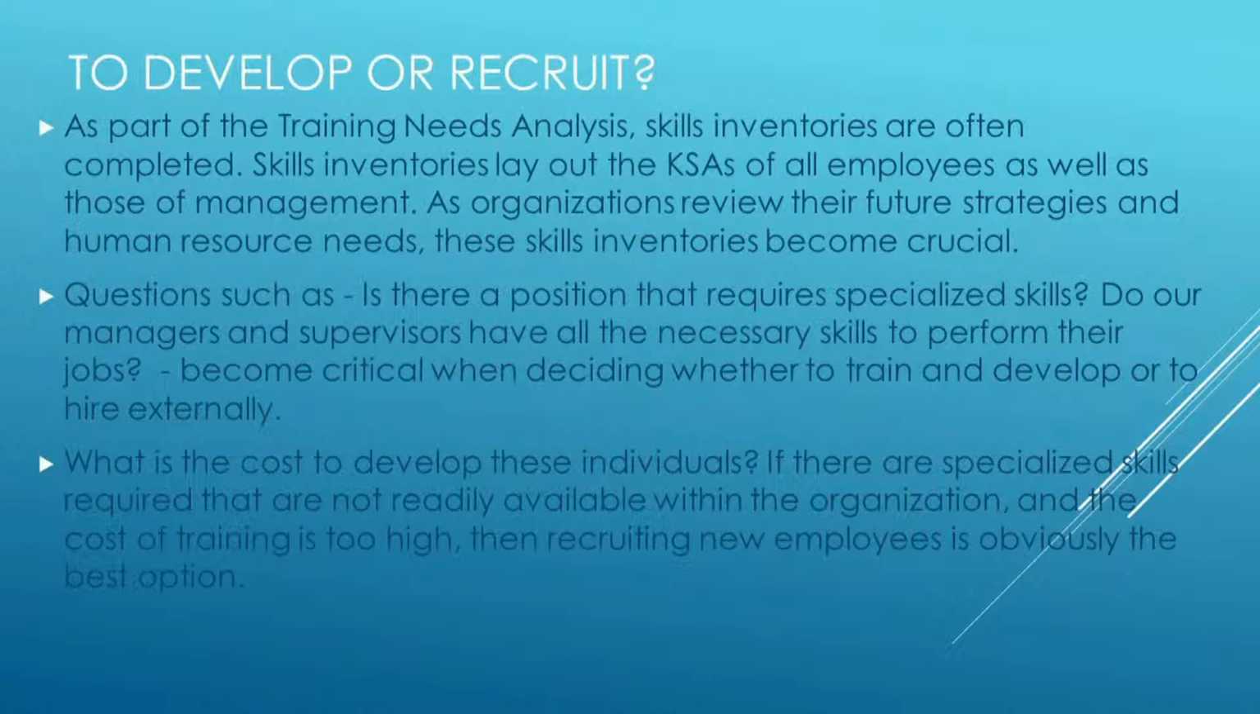So these are some of the things that we really need to do in the initial stages of development, just to get a handle on what the knowledge, skills, and abilities of the people in our organization are right now, and what they need to be in the future. So those future strategies are really going to dictate the type of skills that we're going to need as we move forward. Questions such as, is there a position that requires a specialized skill? Do our managers and supervisors have the necessary skills to perform their jobs? These all become critical when deciding whether to train or develop new employees or to hire people.